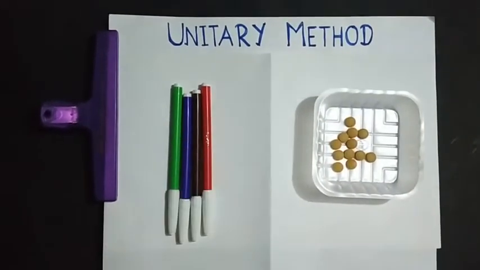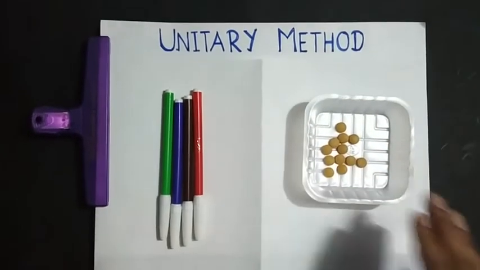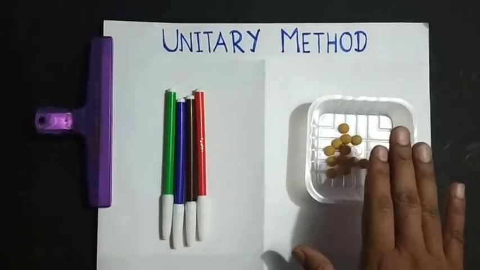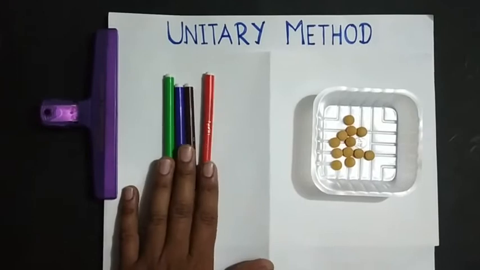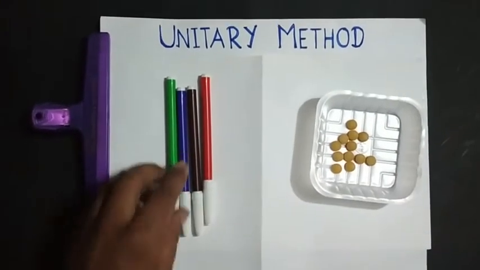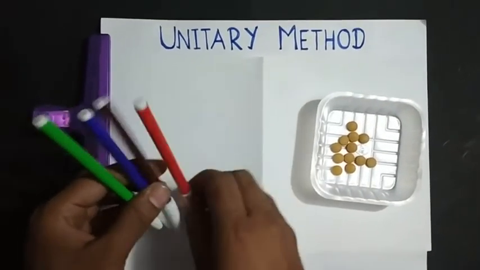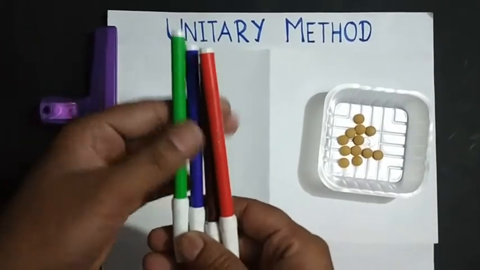In our activity, we will assume these sketch pens are patients, and these tablets are required equally to treat these patients. They are suffering from the same kind of illness. So let's see how many patients there are. 1, 2, 3 and 4. In total, 4 patients are there.